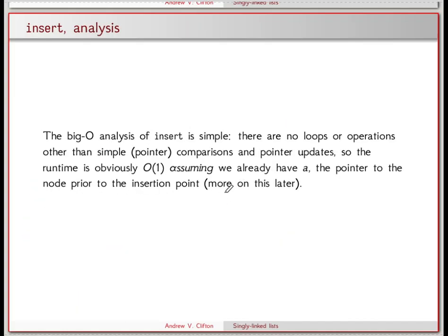The big O analysis of insert is pretty easy. No loops, just pointer comparisons and pointer updates. So it's all O of 1, but that is assuming that you already have A. You already have a pointer to the node prior to the spot where you want to do the insert.